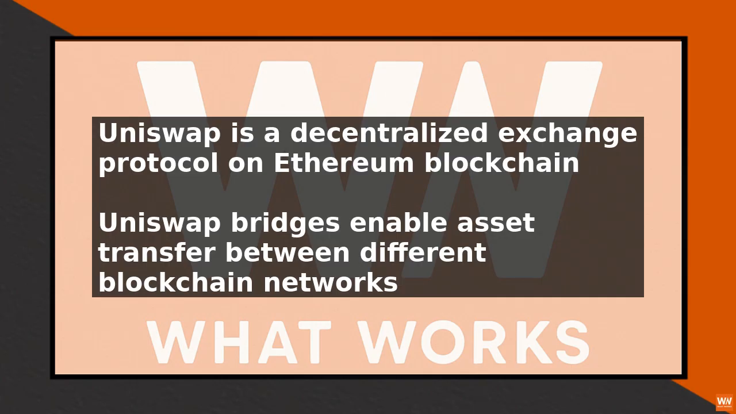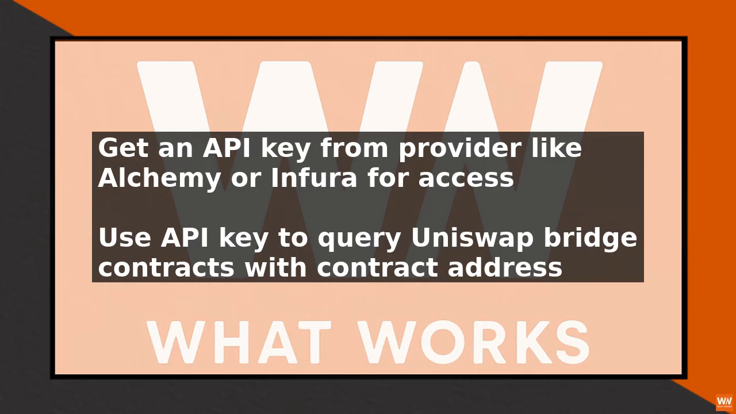First, you need to get an API key from a provider such as Alchemy or Infura. This key will give you access to the Ethereum blockchain data. Once you have the API key, you can use it to query the Uniswap bridge contracts.